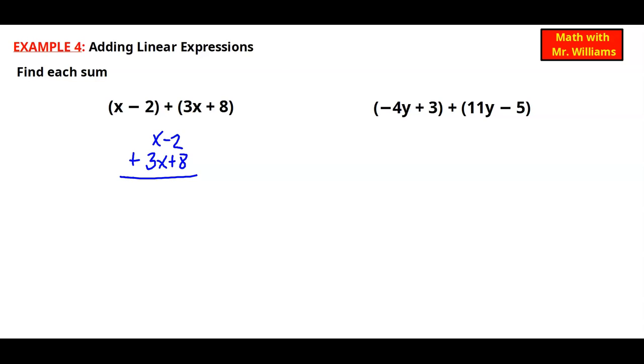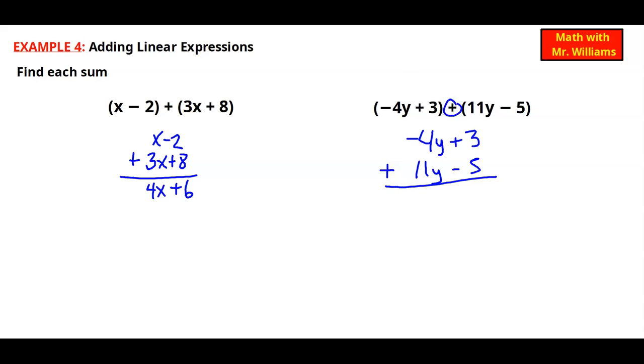So here we have negative 2 plus a positive 8 will get us a positive 6. x plus 3x will get us 4x's. So our answer on the first one is 4x plus 6. All right, on the second one, we have parentheses negative 4y plus 3 in parentheses plus 11y minus 5 in parentheses. So let's go ahead and stack this up, making sure we stack our like terms.